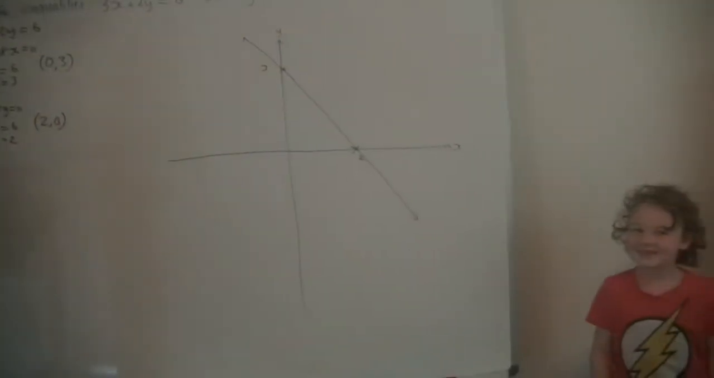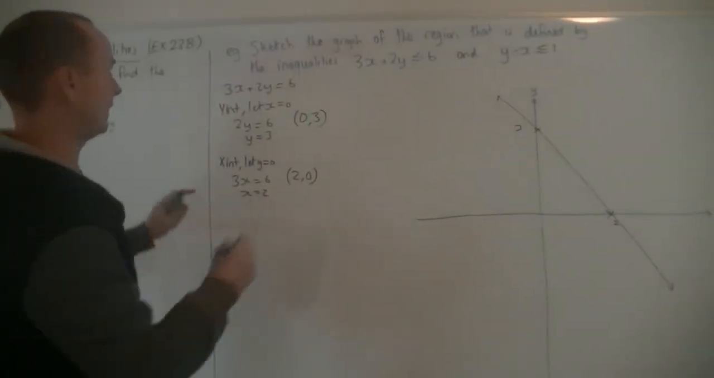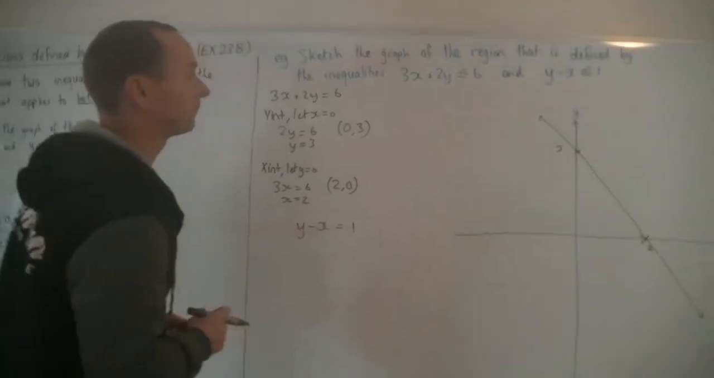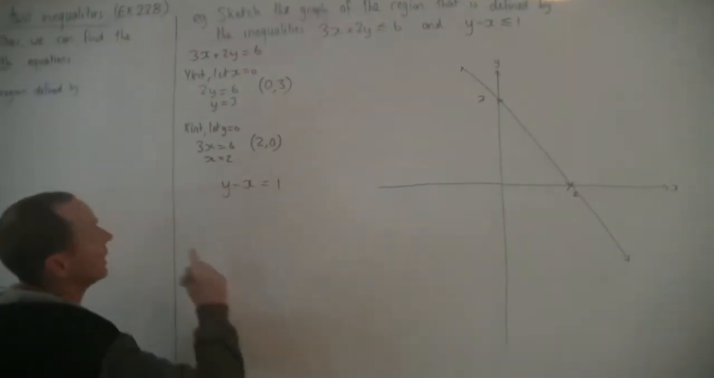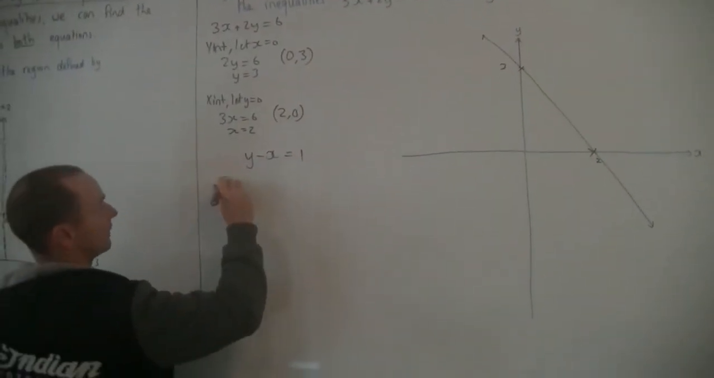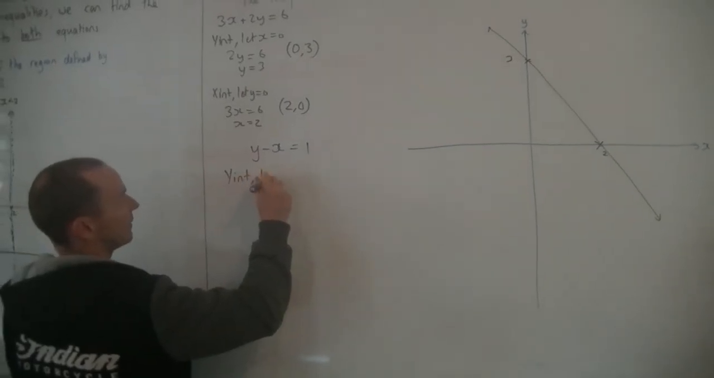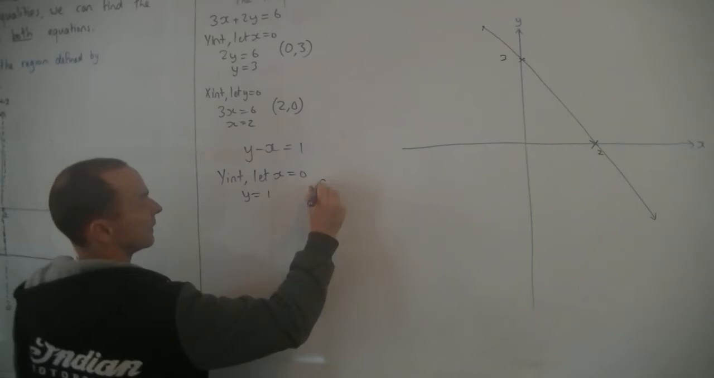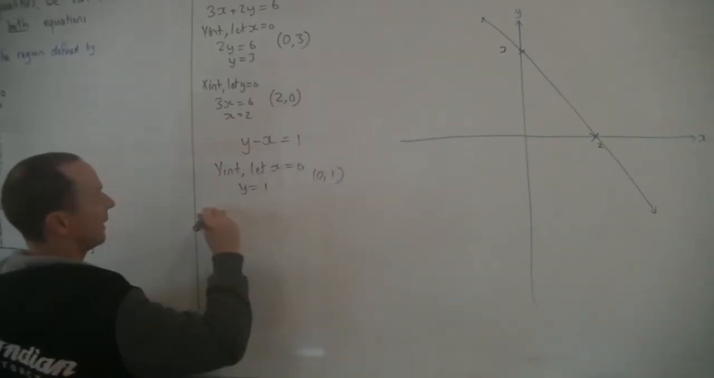Okay, now let's do the next equation. So we've got y minus x is equal to 1. So the same process. Hopefully you're quick at doing these. Y-intercept, let x equal 0. So we get y equals 1. The point here is (0, 1).